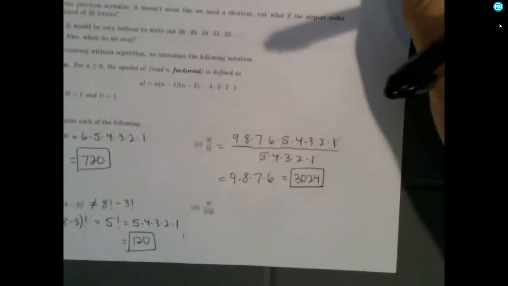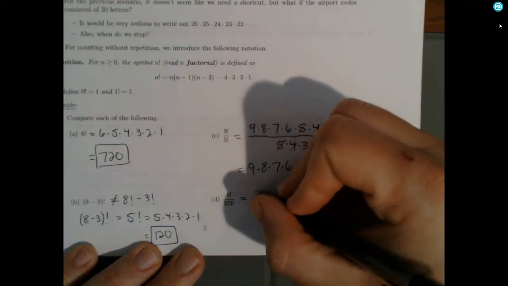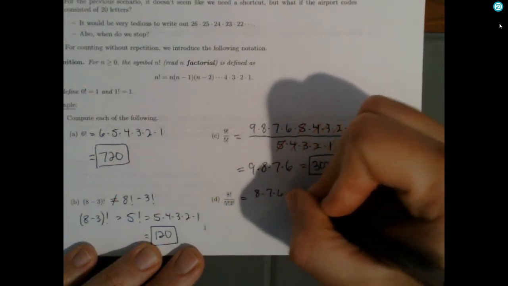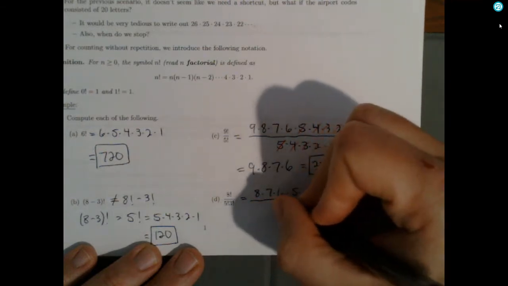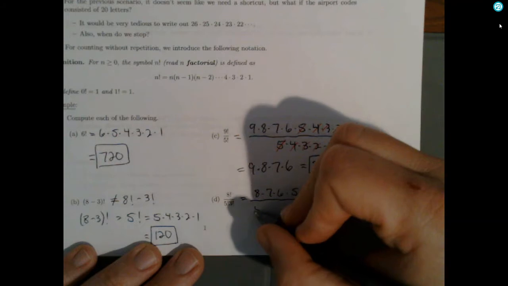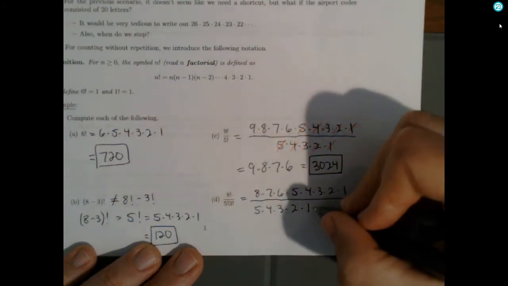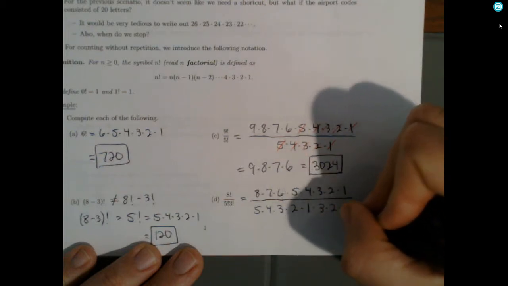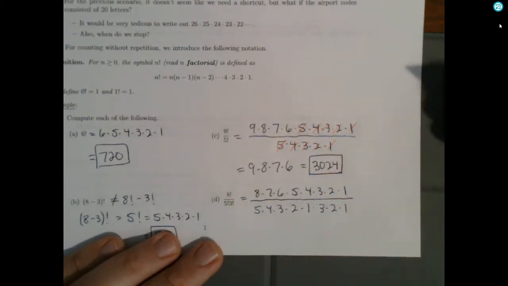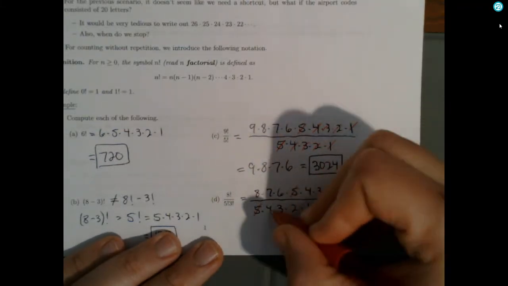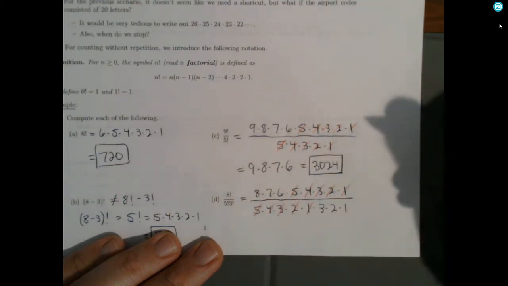One more. We'll do 8 factorial divided by 5 factorial times 3 factorial. So 8 factorial is 8 times 7 times 6 times 5 times 4 times 3 times 2 times 1. 5 factorial is 5 times 4 times 3 times 2 times 1. And 3 factorial is 3 times 2 times 1. Okay, now here we get a bunch of cancellations as well. 5 cancels 5, 4 cancels 4, 3 cancels 3, 2 cancels 2, 1 cancels 1.